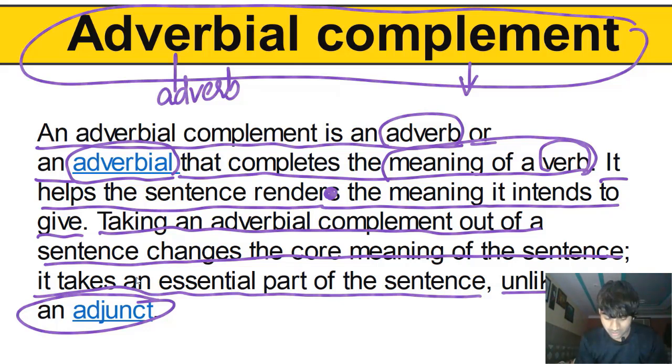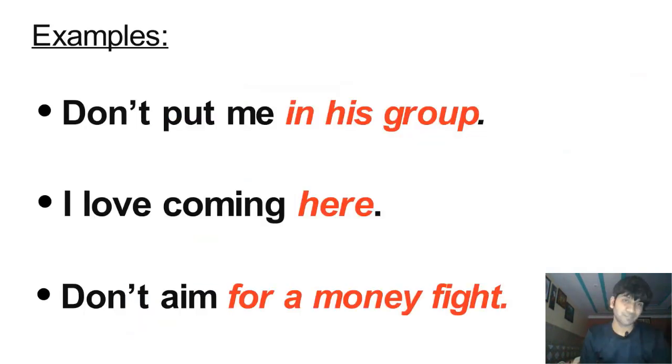An adjunct is absolutely extra to the sentence, it is non-essential to the sentence, but an adverbial complement is not extra, it is not an adjunct to the sentence, it is absolutely essential, required for the core meaning of the sentence. Required is absolutely required for the core meaning of the sentence. All right, now let me show you some examples and make you understand how it functions and how to identify it.